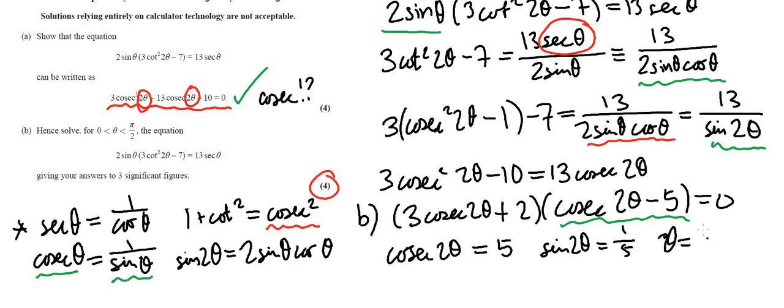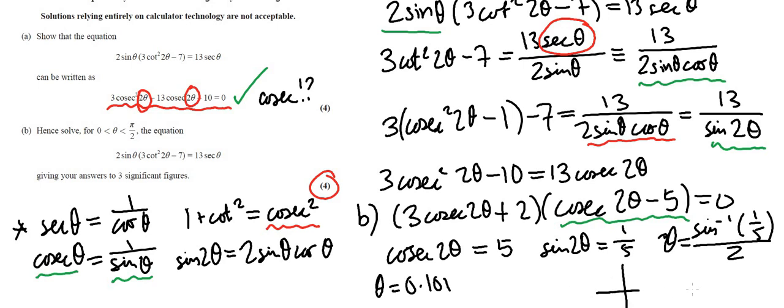Okay, so now I've got to find out what my theta is. Well, I'm going to do that. It's just going to be arc sine of 1 over 5. That's my arc sine. But remember, that's going to give me 2 theta. So then I have to divide this by 2. Now, again, we can use our calculator. We just need to show what we're doing. So my theta is going to be equal to 0.101.